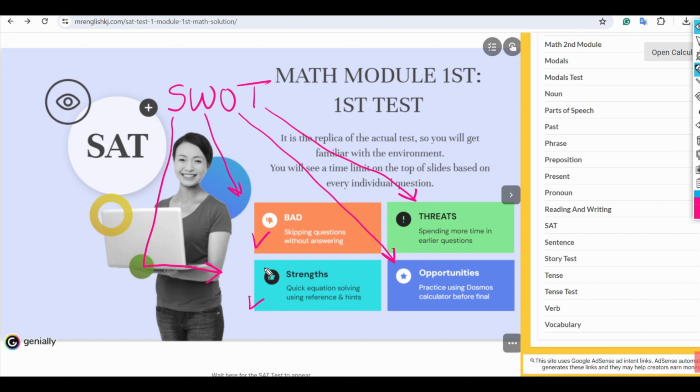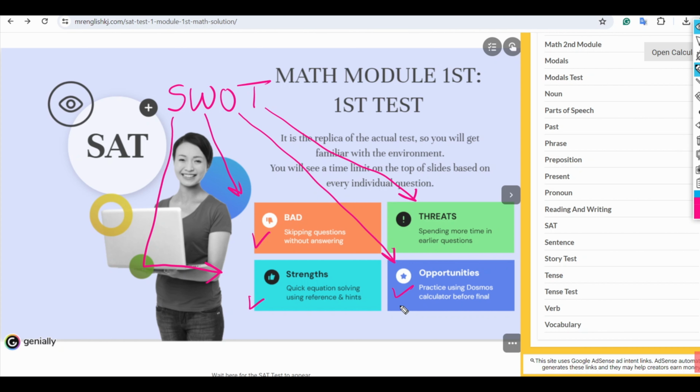What is your weakness? What is bad for you? Skipping questions without answering. It will be your weakness because generally in SAT there is no negative marking. So when there is no negative marking, you have to attempt every question, because even if you attempt it wrong, it won't change anything, right? Maybe your luck works and you get some good marks.